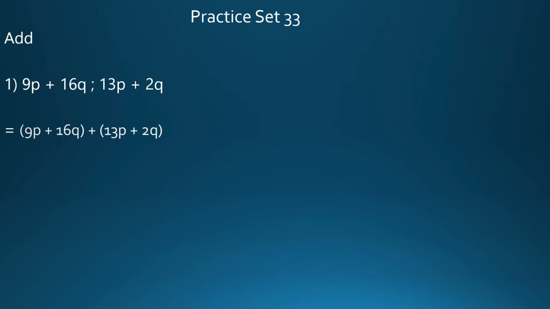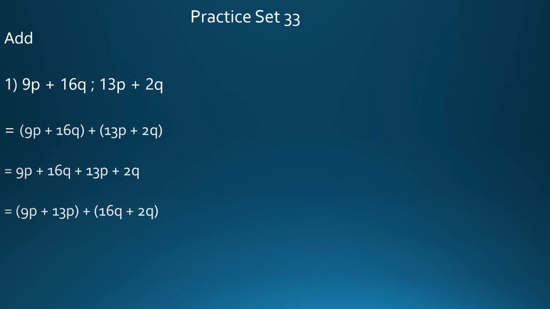So the solution is, 9p plus 16q we are going to put in one bracket, and 13p plus 2q we are going to put in a second bracket and put the addition sign in between. Then the next step is to open the brackets. So after opening the brackets, we will get 9p plus 16q plus 13p plus 2q.